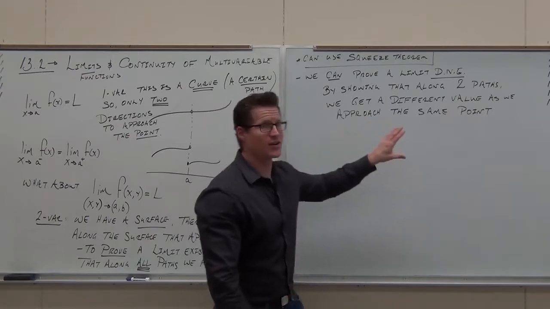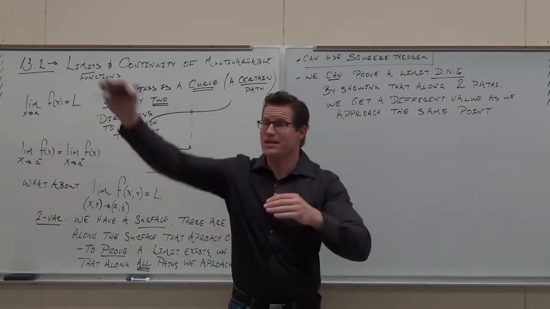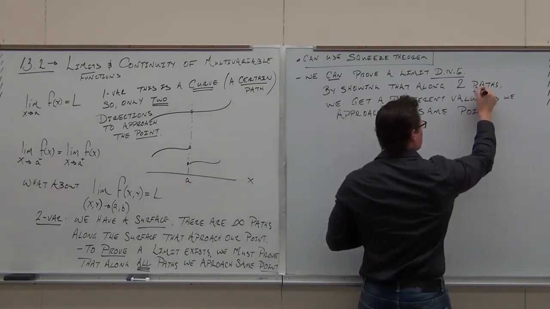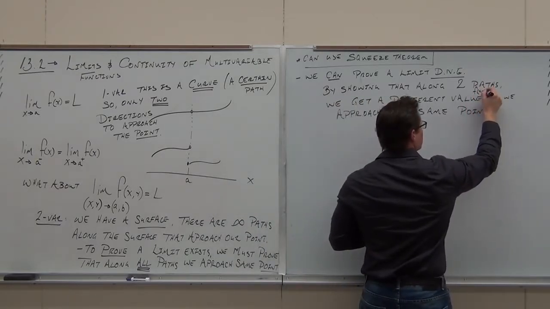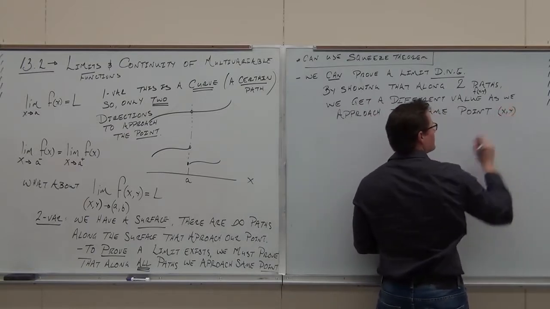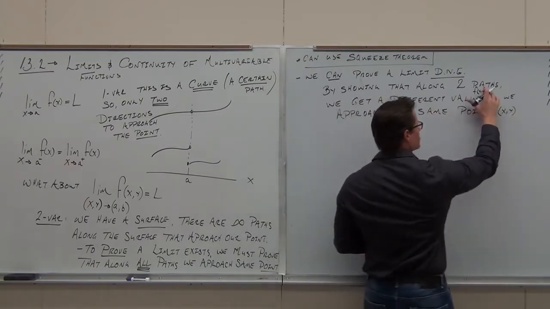We get a different value. The different value is the height of your function. It's on the surface. f of x, y as we approach the same point.